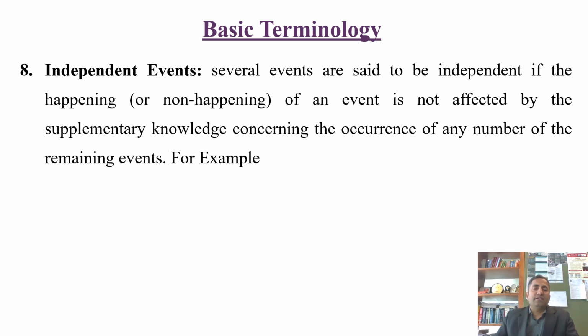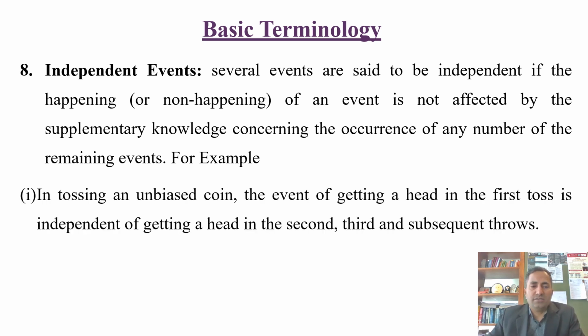Now the next term is independent events. I will discuss independent events later also mathematically, but here, from the definition point of view, several events are said to be independent if the happening of an event is not affected by supplementary knowledge concerning the occurrence of any number of the remaining events. Suppose you are talking about two different events; these are said to be independent if they are not affecting each other.